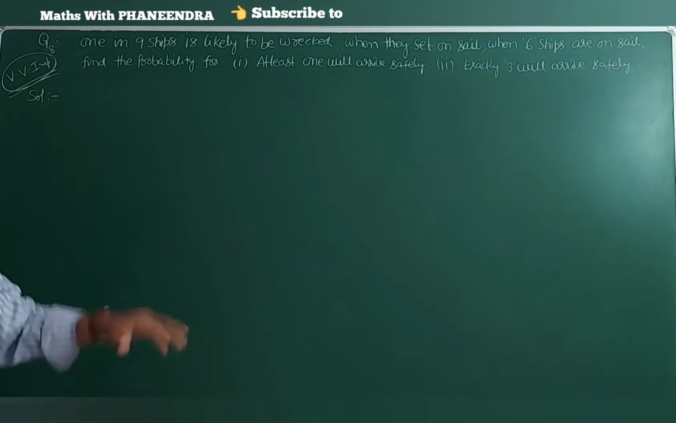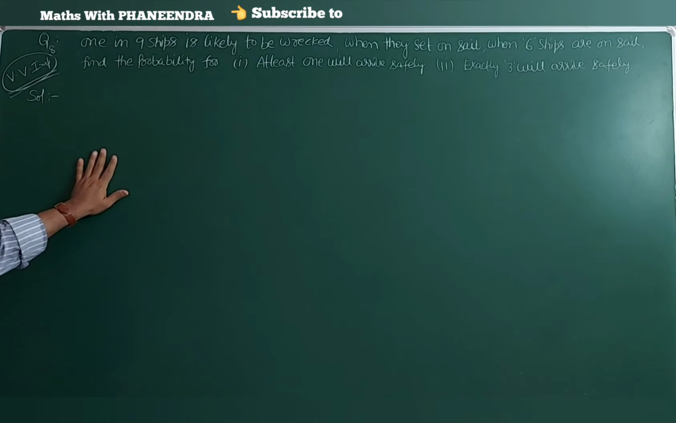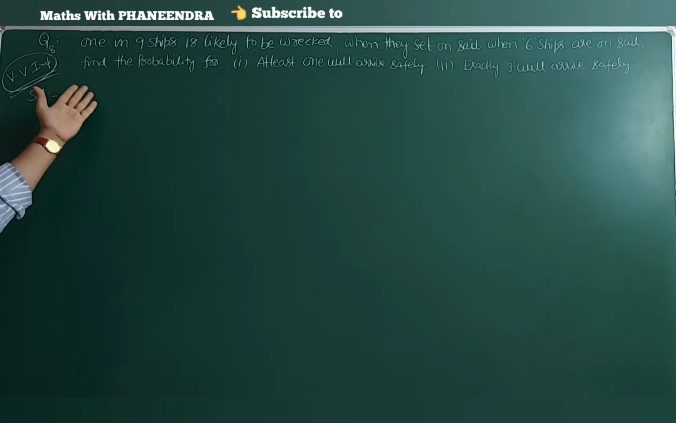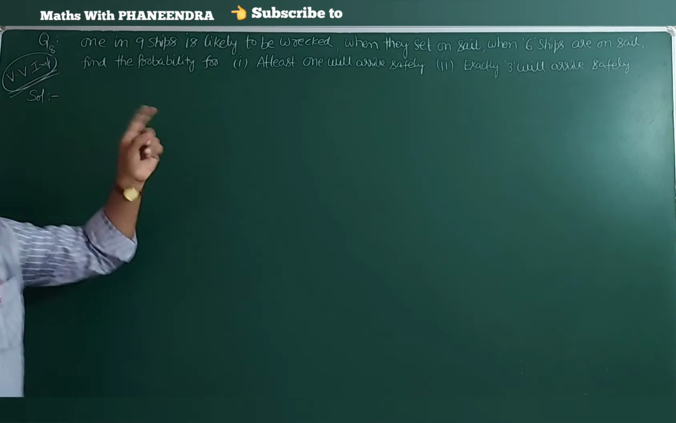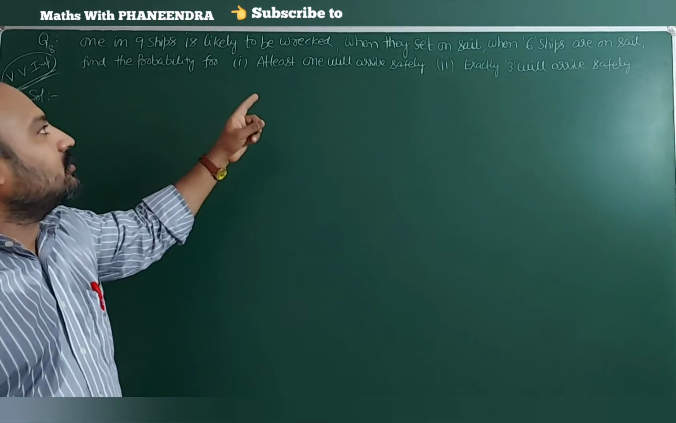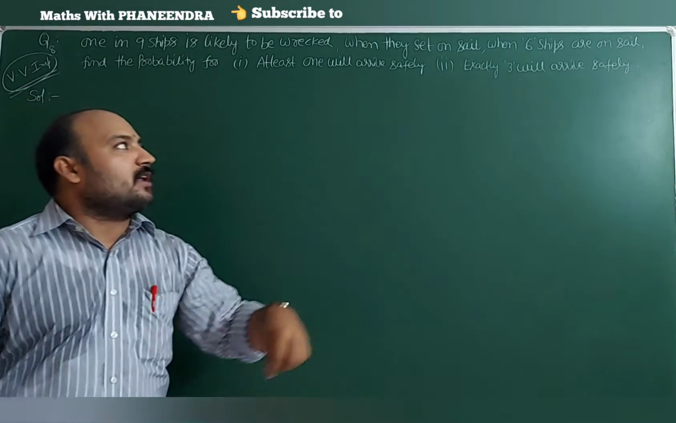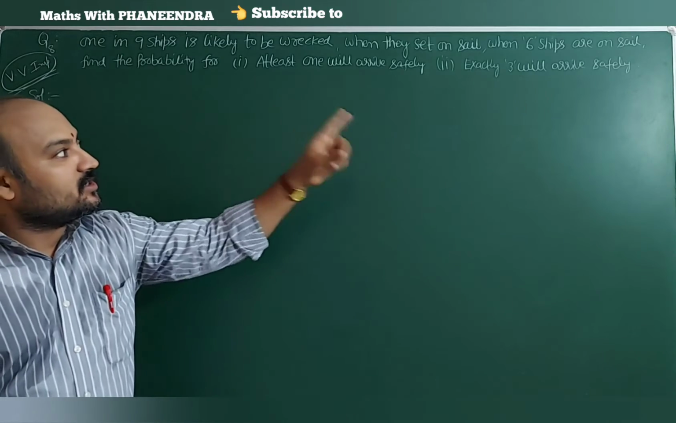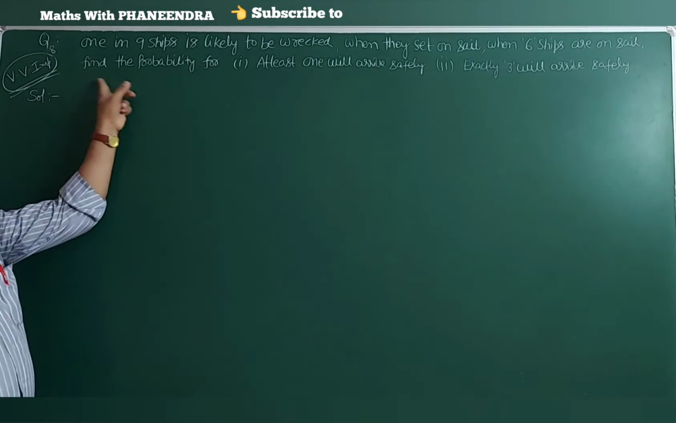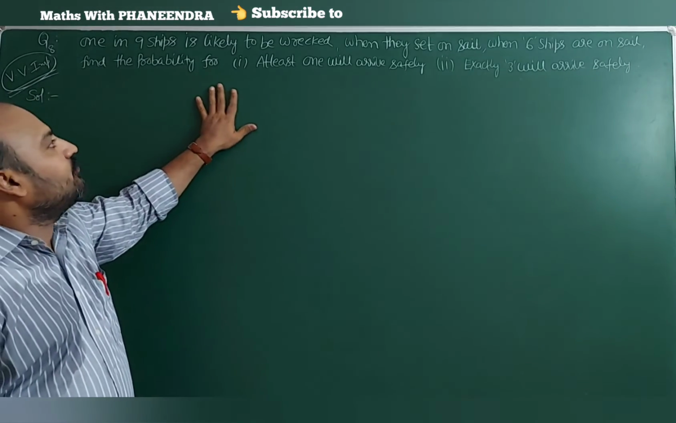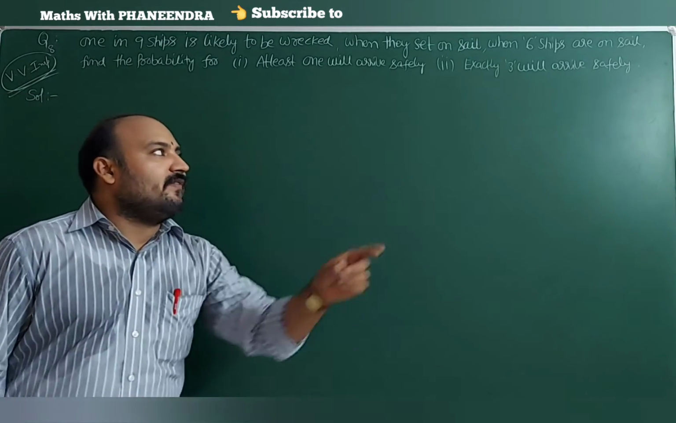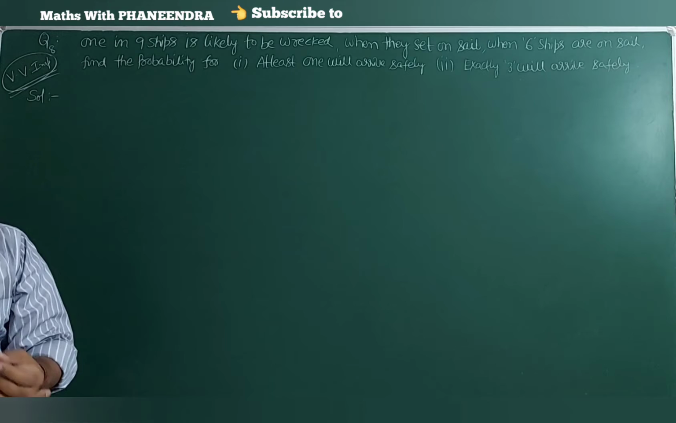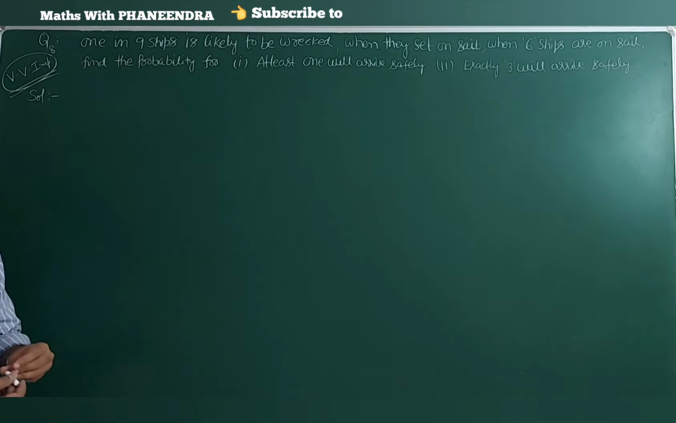The next question, which is also very important for 7 marks, dear students. It has been asked a number of times in the public examination. 1 in 9 ships is likely to be wrecked when they set sail. When 6 ships are on sail, find the probability that at least 1 will arrive safely, and exactly 3 will arrive safely.